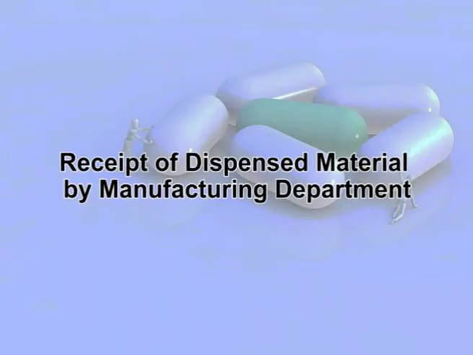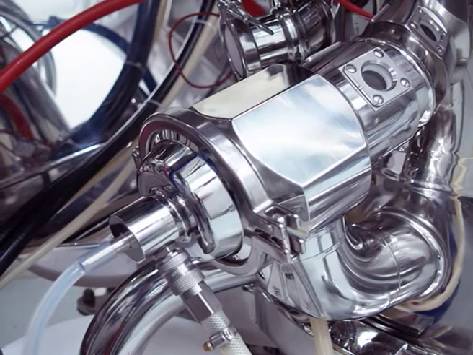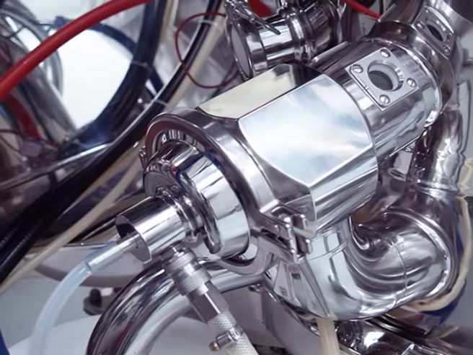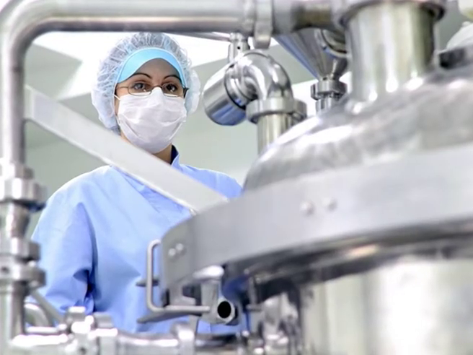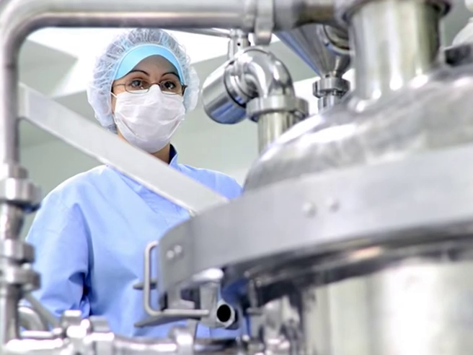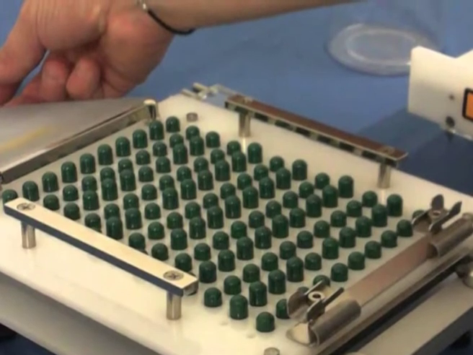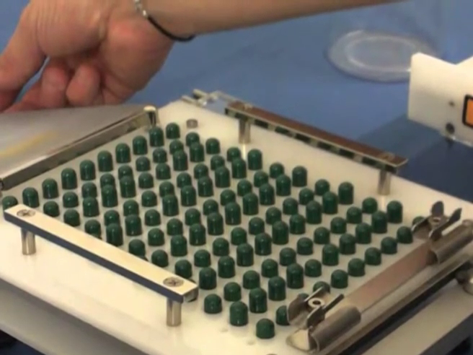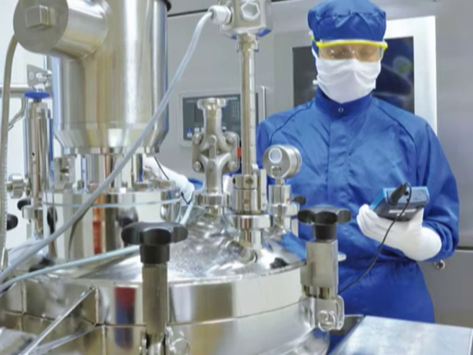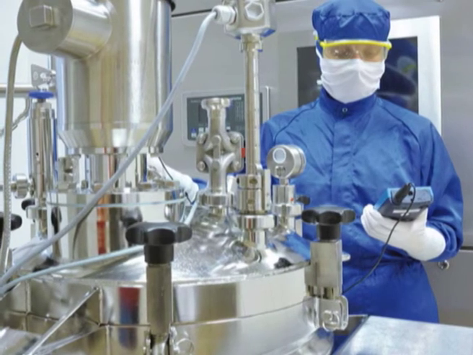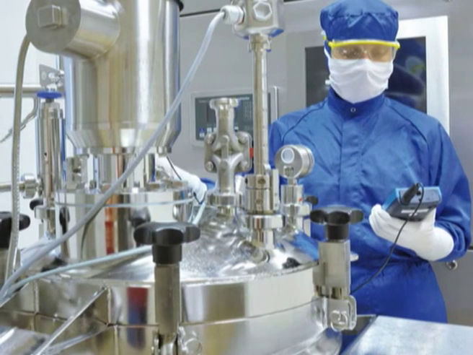After that, the next step is receipt of dispensed material by the manufacturing department. Before taking the material into the area, the production person shall ensure the cleanliness of the equipment and the area and get the line clearance from the QA person. Then take the raw material into the respective manufacturing area, and all the weighed material will be checked against the requisition with the calibrated balance. Also, the other details on the dispensing label like product name, material name, batch number, lot number, etc. will be checked.